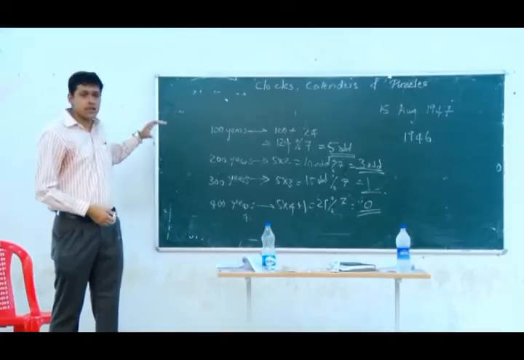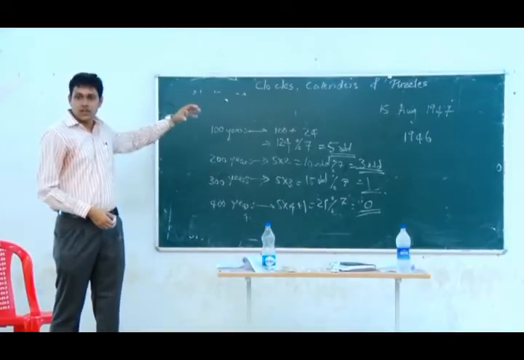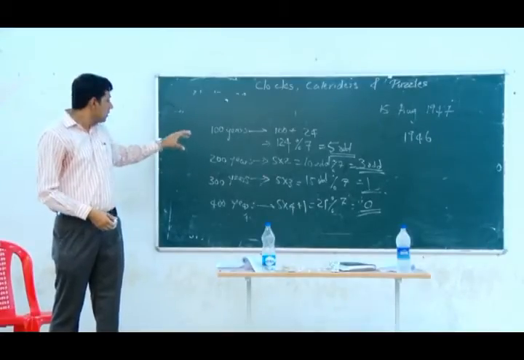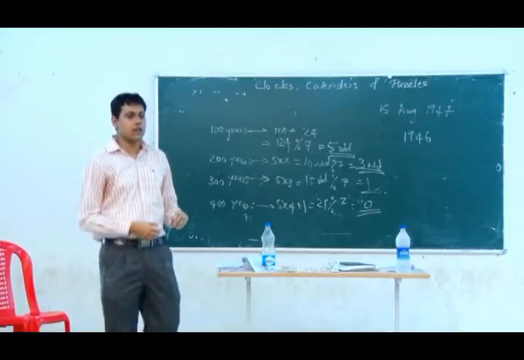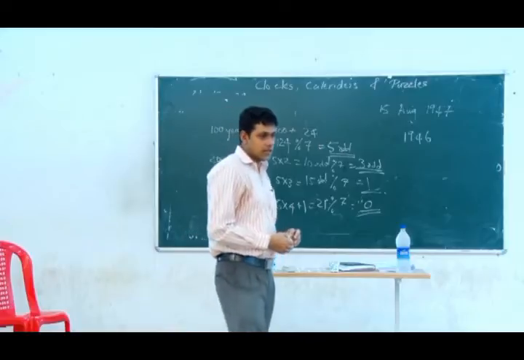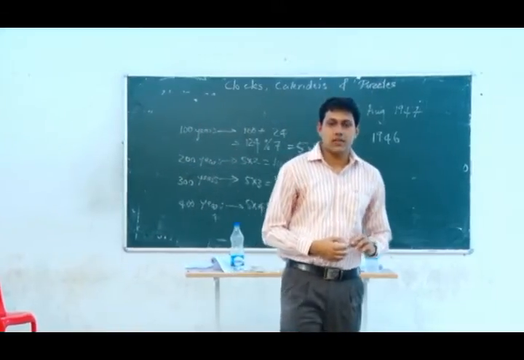So in the first 100 years we have 5 odd days. In the first 200 years, 3 odd days. In the first 300 years, 1 odd day. In the first 400 years, 0 odd days. So what happens after 400 years?